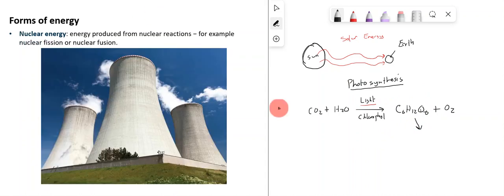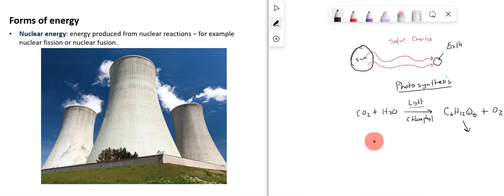And then we have this other form of energy, which is known as nuclear energy. Nuclear energy is used in nuclear power plants. It's energy produced from nuclear reactions, for example, nuclear fission or nuclear fusion. So we have these two processes where energy comes from the nucleus of atoms.